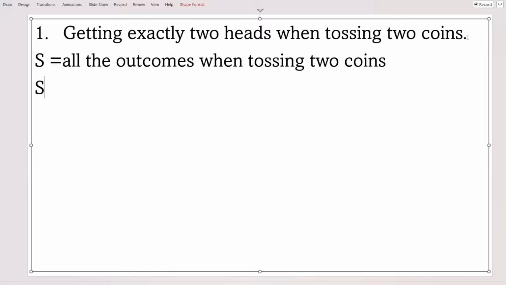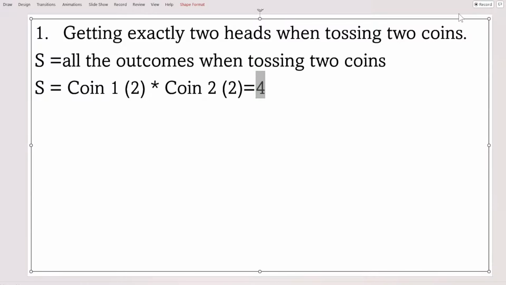In our previous lessons, that is simply all the events in coin one multiplied by all the events in coin number two. For coin number one, we know that this is just two, because coin one can be either heads or tails. The same idea with coin number two: it will also be just heads and tails. So our S here is actually just four. There are four possible outcomes in this scenario.